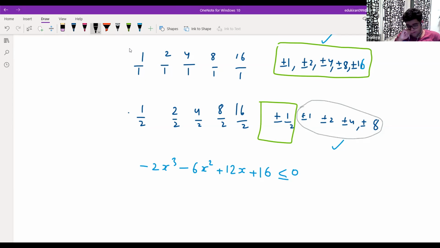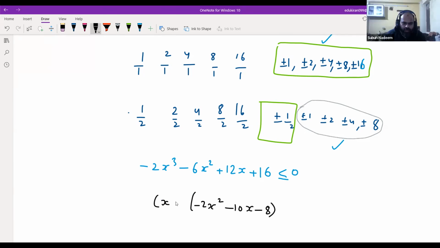So I got minus 2x square minus 10x minus 8. Yeah, that is what you are getting. Minus 2x square minus 10x minus 8. And there is another one, x minus 2, right? It will be minus 2x cube and then 4x square minus 10x square minus 6x square. Then it will be plus 20x minus 8x, 12x and then plus 16. Yeah, fine. Now, can you do the middle term factorization of this after taking minus 2 common?